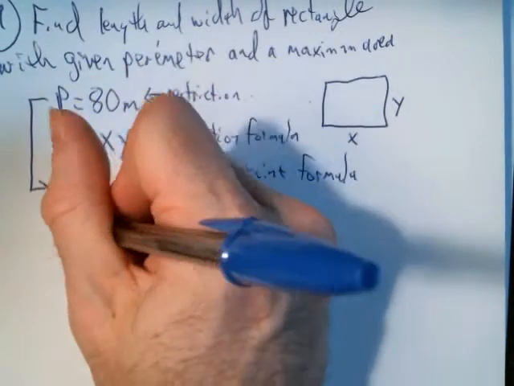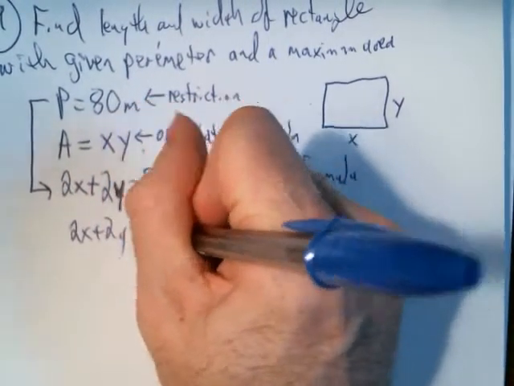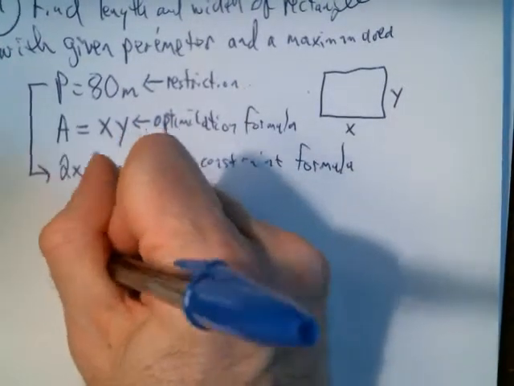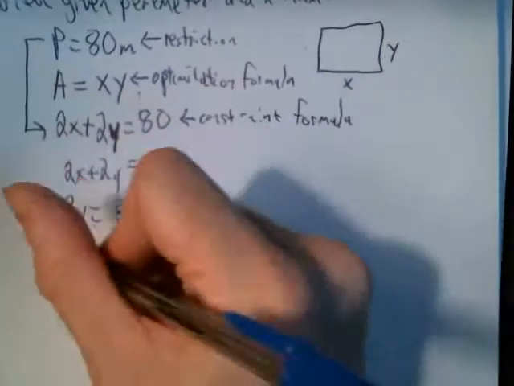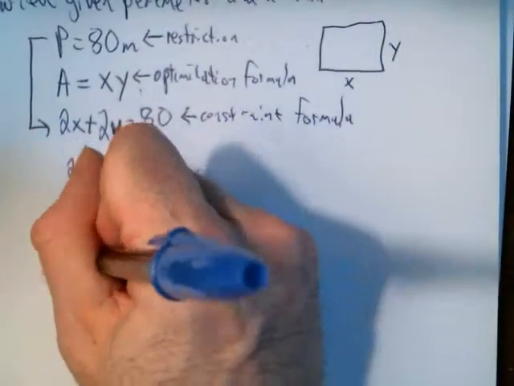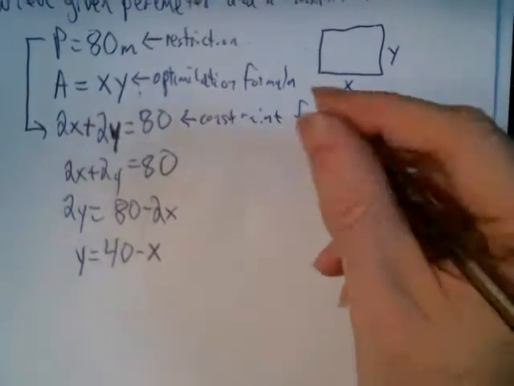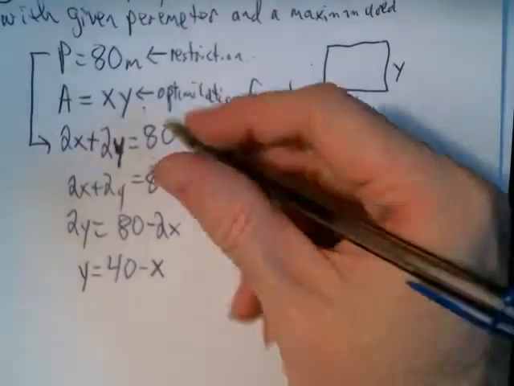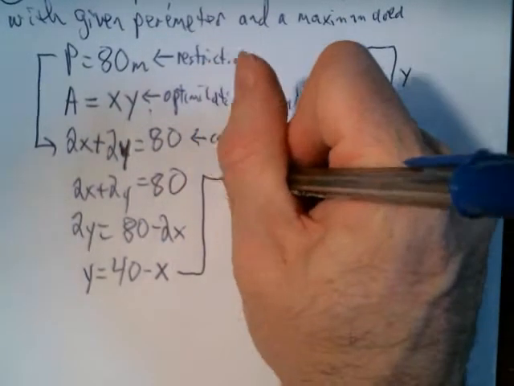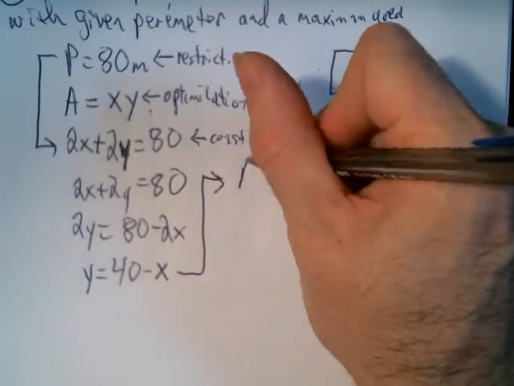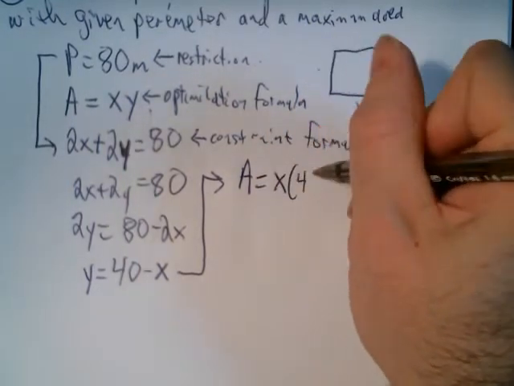So let's solve for y. I have 2x plus 2y equals 80. So 2y equals 80 minus 2x. And then divide everything by 2. So you get y equals 40 minus x. And then we take that and pop it back into the optimization formula. Right? So we want to optimize area, which now equals x times 40 minus x.